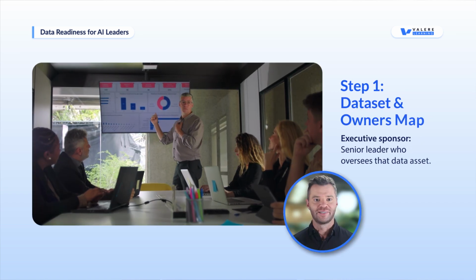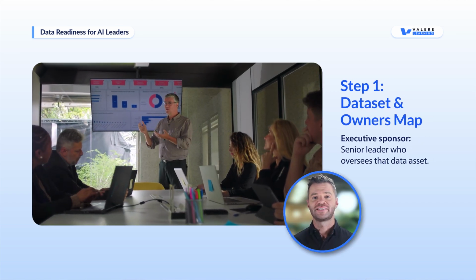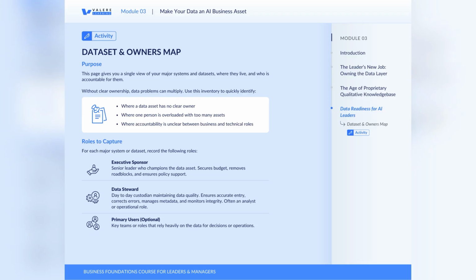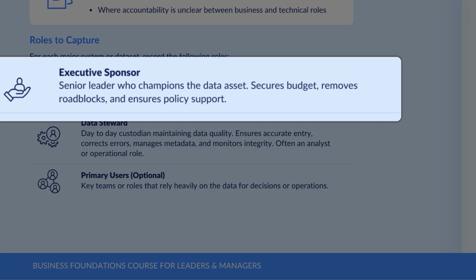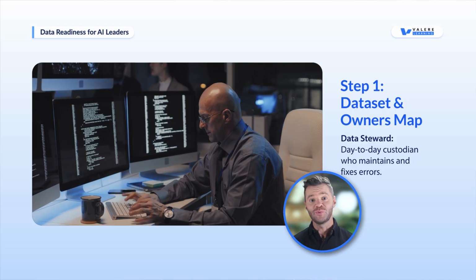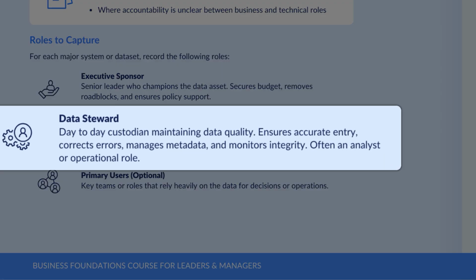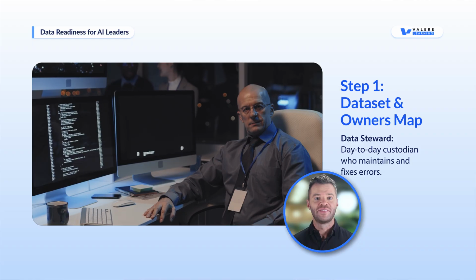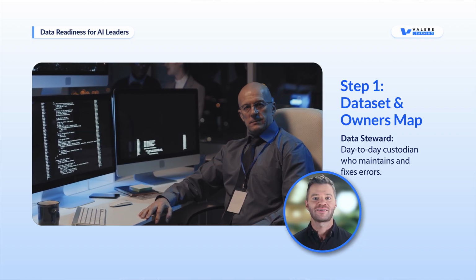So getting back to your asset and owner's worksheet, you want to note who owns each piece, and we recommend that you break this down into 3 different roles. So an executive sponsor is just more of a senior leader who's overseeing that data asset. They probably secure the budget for it, and they may remove any roadblocks that the team who reports to them might have. Whereas the data steward, that's the day-to-day, the custodian, the person who's actually maintaining the data entries and fixing errors. This is usually more of an operational or a technical role.